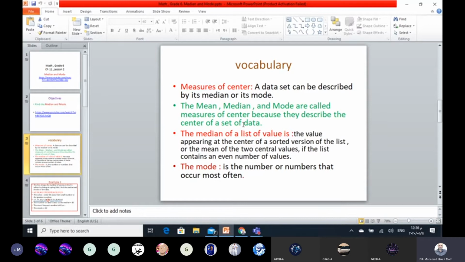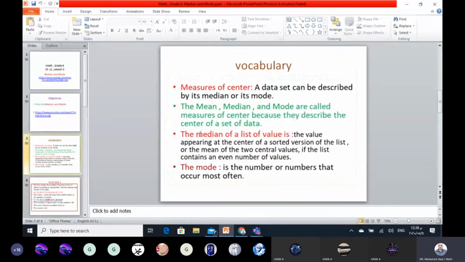What's the meaning of the median? The median of a list of values is the value appearing at the center of a sorted version of the list, or the mean of the two central values if the list contains an even number of values. What's the meaning of the mode? It is the number that occurs most often.